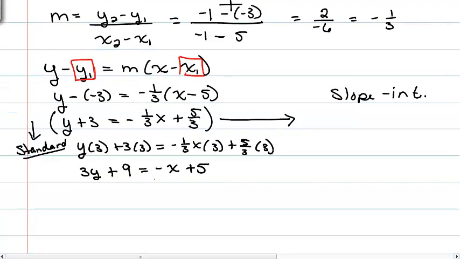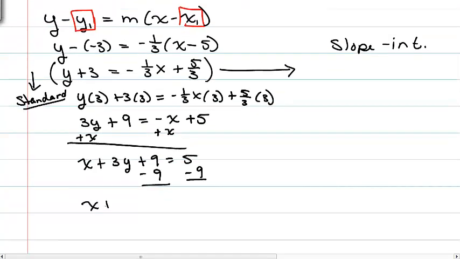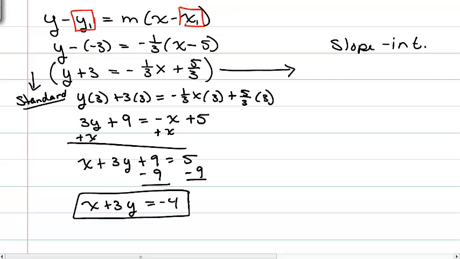So now we want the x's on one side and the constant on the other, so I'm going to add x to both sides. That gives me x plus 3y plus 9 equals 5, and then subtract the 9. And that gives us x plus 3y equals negative 4. So this would be the standard form.